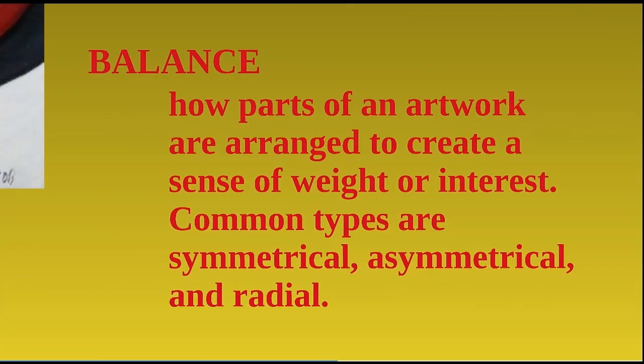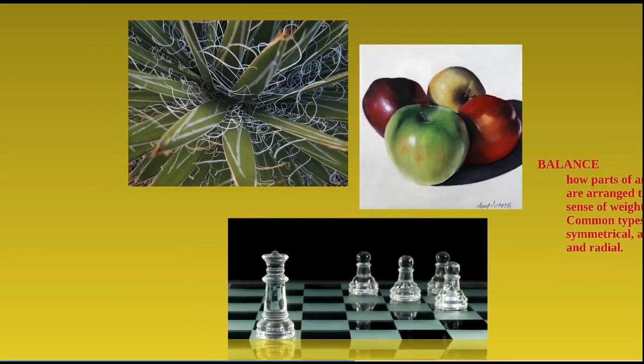Let's start with the balance. The balance is how parts of an artwork are arranged to create a sense of weight or interest. The common types are the symmetrical, the asymmetrical, and the radial. Let's look. Okay. How do you observe balance in the following picture?